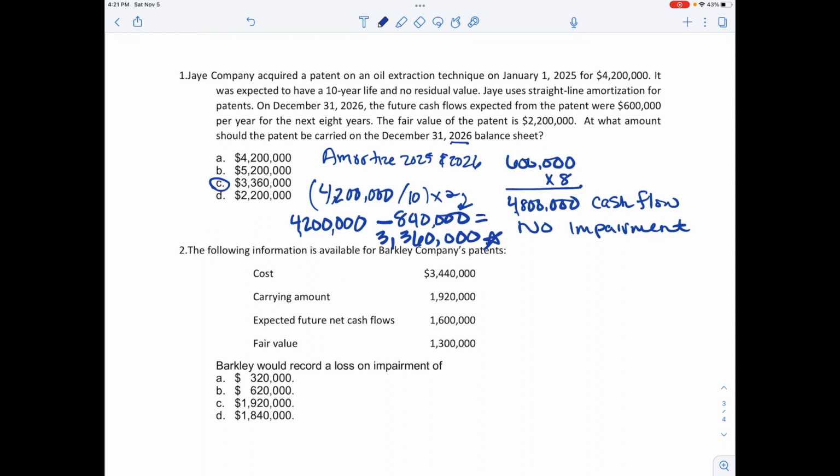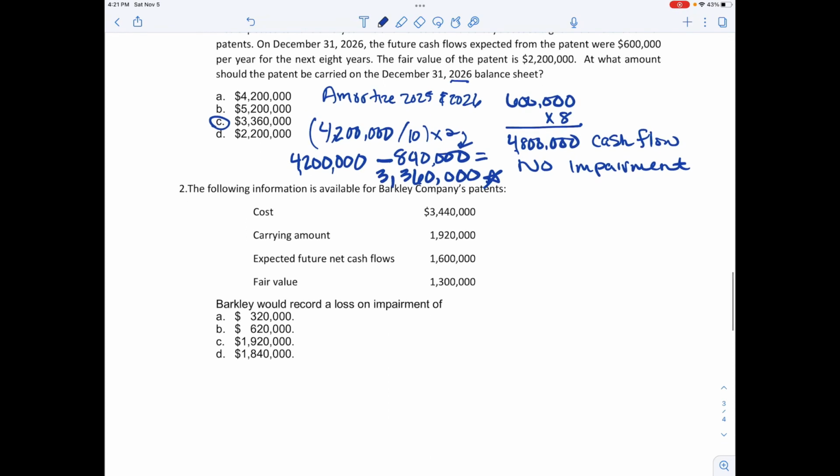All right, let's look at one more here. In this one, they give us some information, and they want to know what they would record as a loss on impairment. First, they obviously would, because none of the options are 0. But we can also say, okay, the cash flows are 1.6. It's less than the carrying value, so there is a loss. So we know that. Now we just have to determine, how do we figure out that loss?